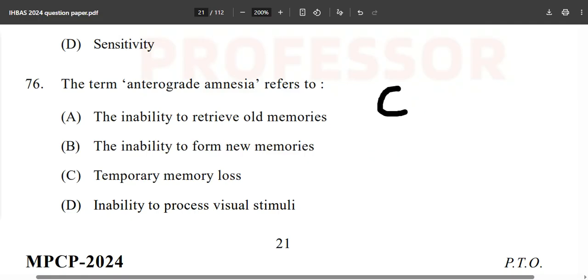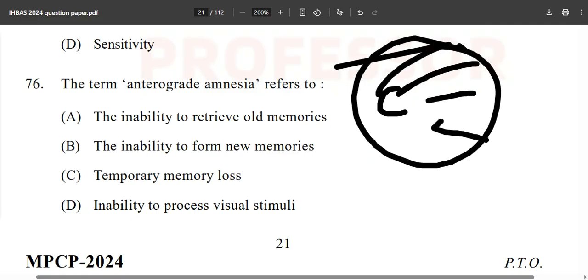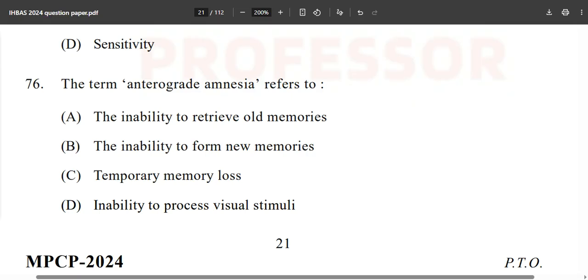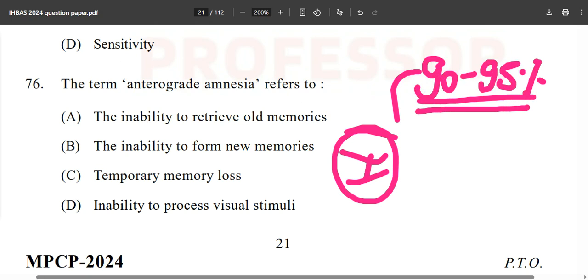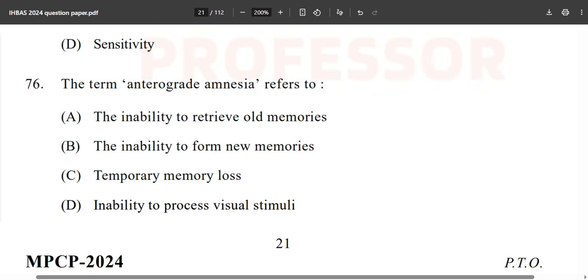Okay, I'm not telling you to read 20 different books. I'm just telling you, whatever I am asking, whatever IHBAS is asking, whatever any examination in India is asking right now, it is only from these four major books. 90% to 95% is coming from here only. You have to be very, very precise and accurate. That is what the whole point is.